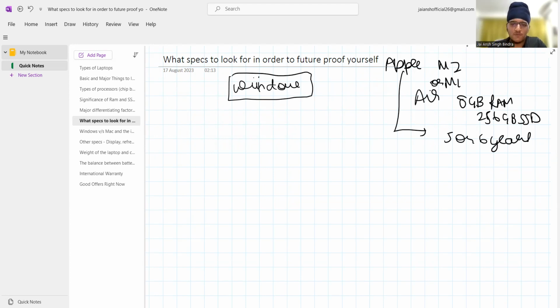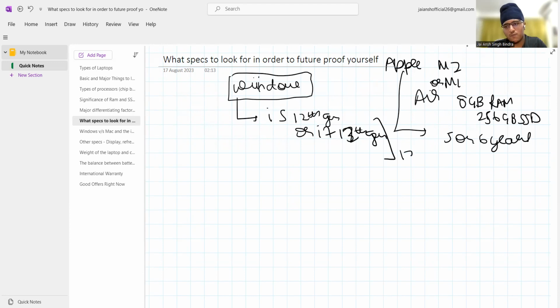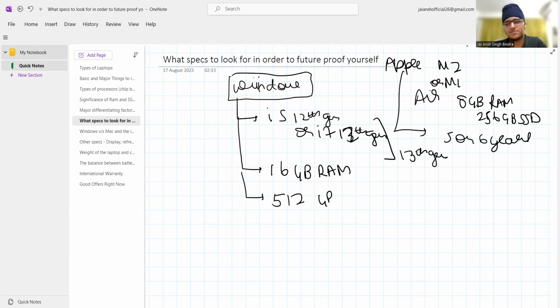So you can definitely go for these specs in a Windows laptop to be future proof. An i5 12th gen or i7 12th gen. If you have the extra cash to spend, you can go for the 13th gen as well. An i5 or i7 12th or 13th gen, 16 GB of RAM and a 512 SSD works really well. These are the basic specs you need to keep in mind if you're trying to future proof yourself. In gaming laptops, a 3060 graphics card, 6 GB, works really well to future proof you.